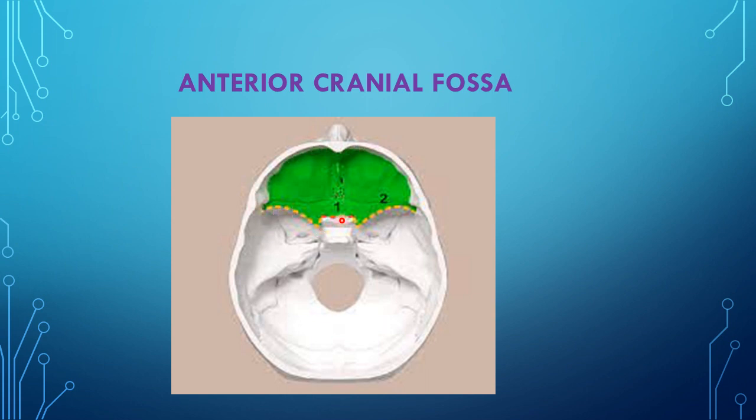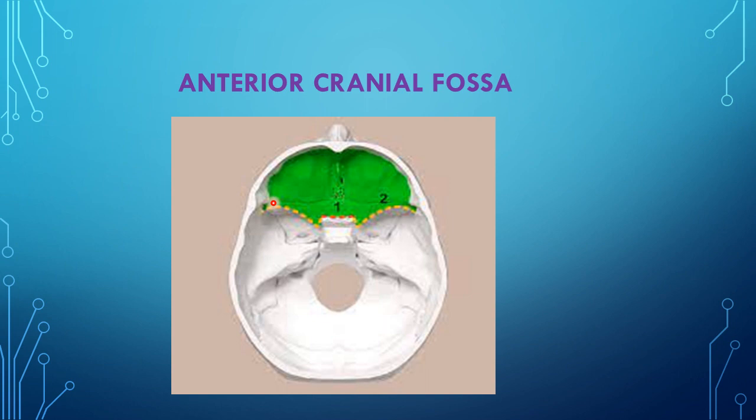Posteriorly, what is given in dotted lines is the posterior border of the lesser wing of sphenoid. This is the sphenoid bone, and this is the lesser wing. What is marked in the dotted line is the posterior border of the lesser wing of sphenoid on either side.